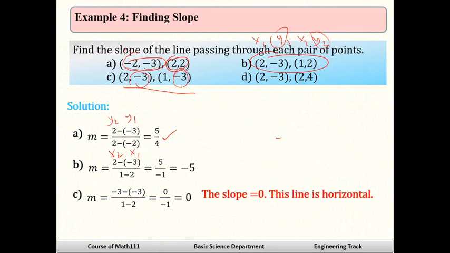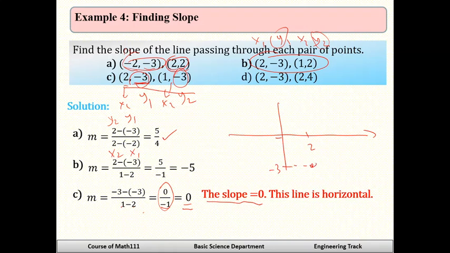-3 and -3 here is y2 minus y1 is 0, and x1, x2 is -1, 1 minus 2, it's -1, so 0 over -1 is 0, and the slope is 0. So okay, let's see this line, what type of line it is. It's 2 minus 3, 2 minus 3, and 1 minus 3.